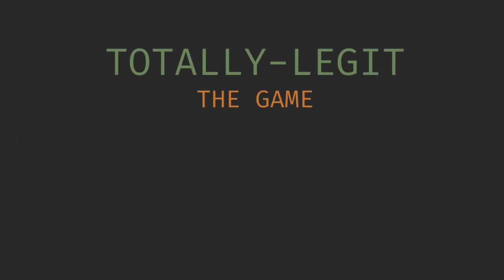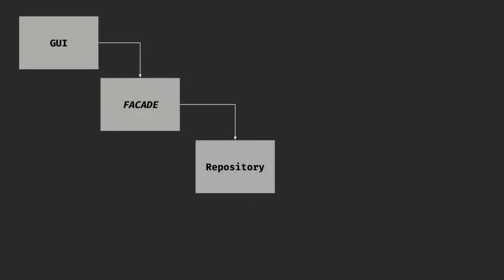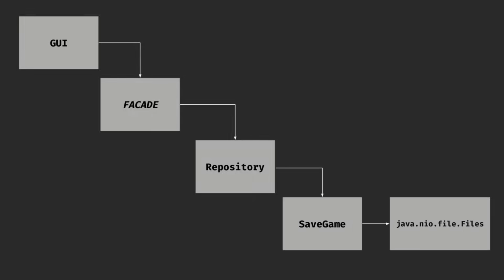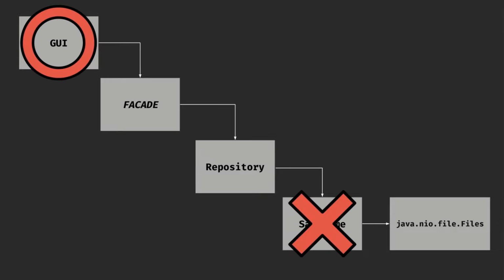It depends. In my totally legit game, I have a GUI that then calls a facade implementation, that then calls a repository class, that then calls the save game class, that then finally calls the Java API to write something to a file. If something goes wrong here, how am I supposed to notify the player about it?